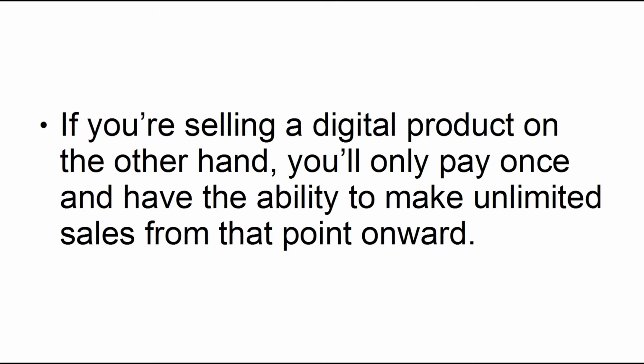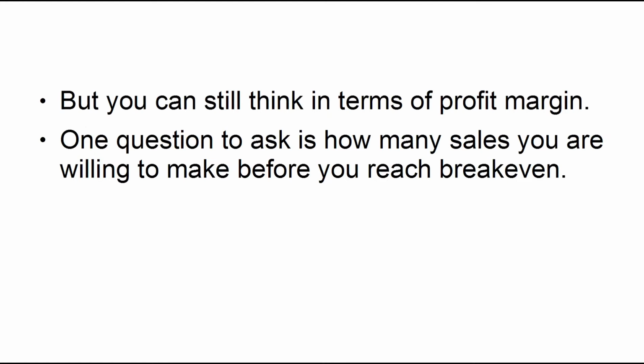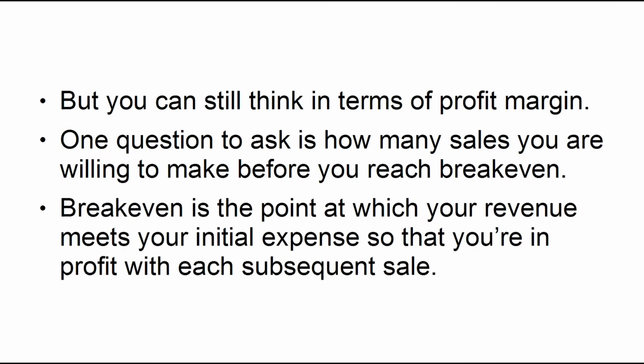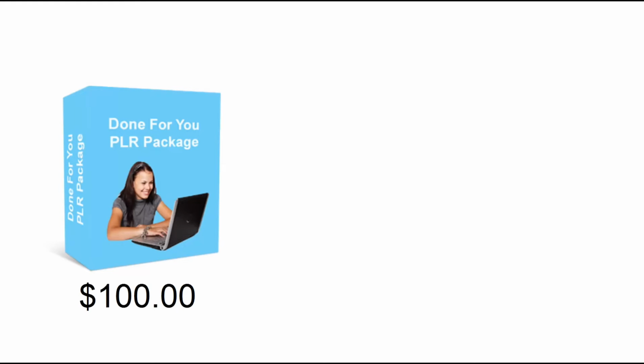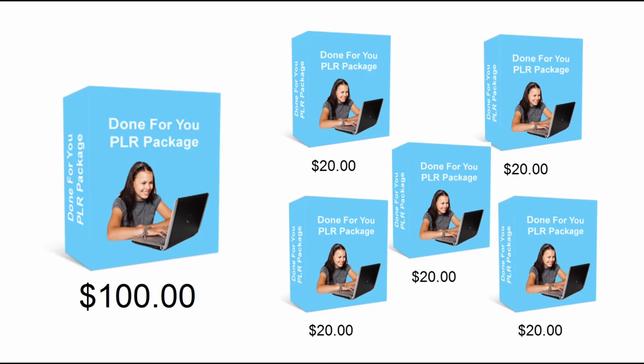If you're selling a digital product, on the other hand, you'll only pay once and have the ability to make unlimited sales from that point onward. But you can still think in terms of profit margin. One question to ask is how many sales you are willing to make before you reach break-even. Break-even is the point at which your revenue meets your initial expense, so that you're in profit with each subsequent sale. So, if you spent $100 on a PLR product and then sold it for $20, you would need to sell 5 to reach break-even.